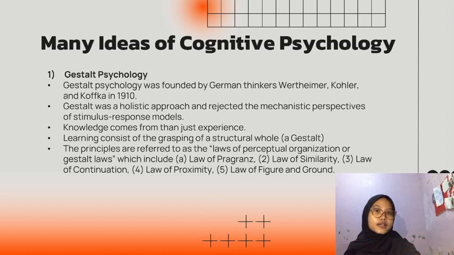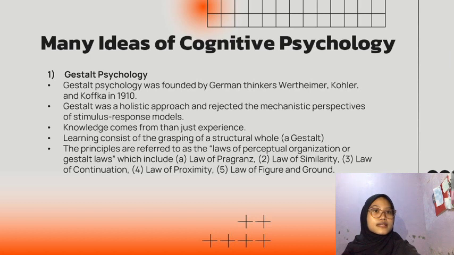Law of pregnance is also sometimes known as the law of good figure or law of simplicity. The word pregnance is a German term meaning fully developed figure. It holds that objects in the environment are seen in a way that makes them appear as simple as possible. This is our tendency to interpret an ambiguous image as simple and complete rather than as complex and incomplete.